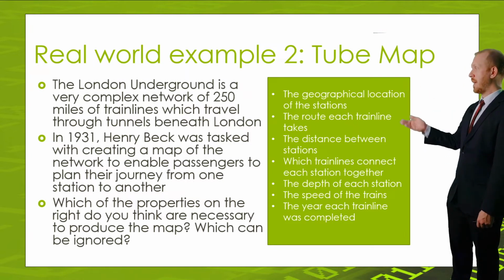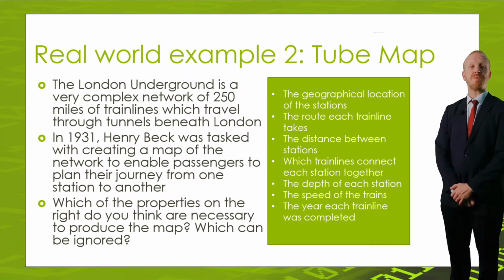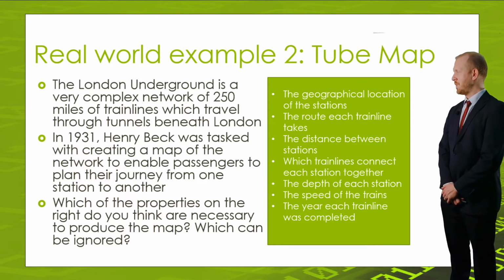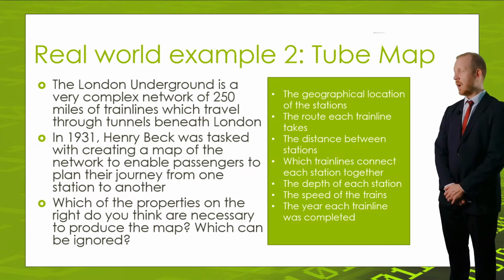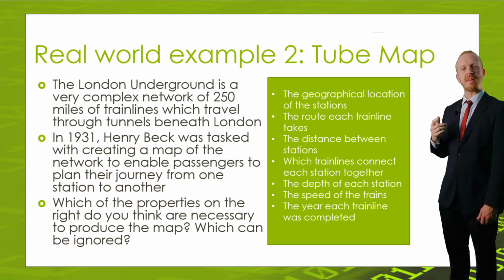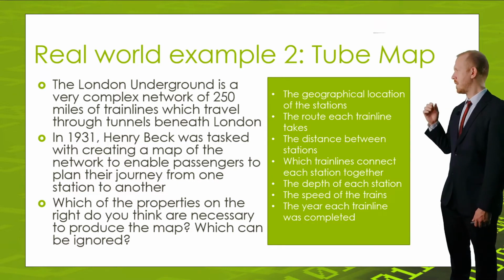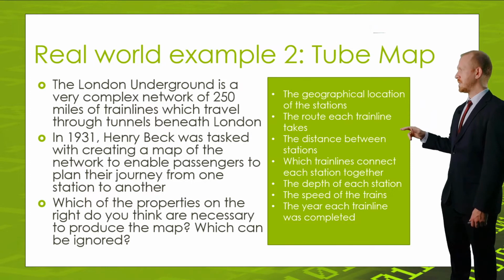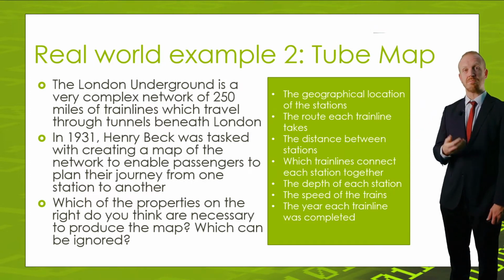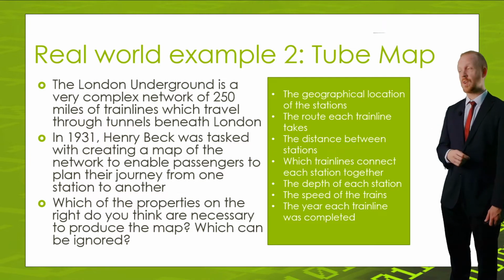Now, down here are a series of characteristics of the underground. I want you to decide which of these are important for the map and which ones we can disregard. So, the geographical location of the stations. Do we need that information to make an underground map, or can we just ignore that and plot them anywhere? The route each train line takes, so the pattern it takes, do we need to know that? Or can we just disregard that and draw it as a straight line?